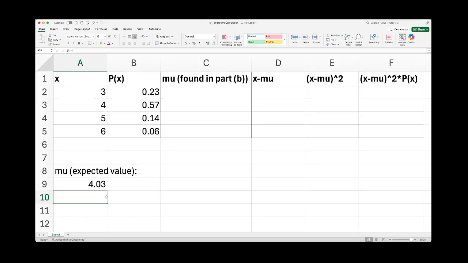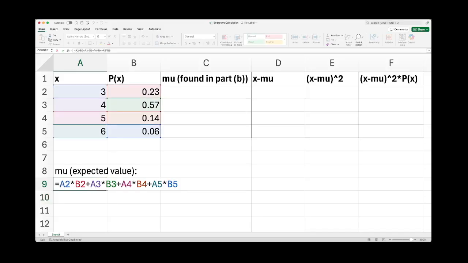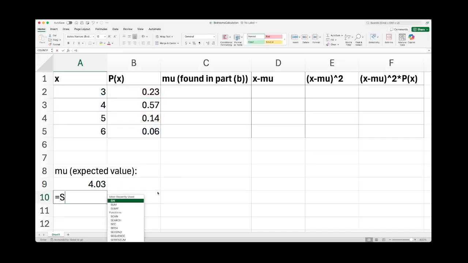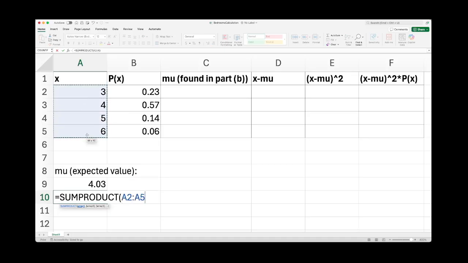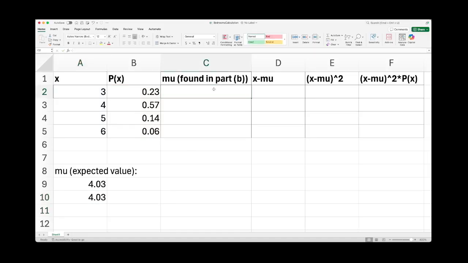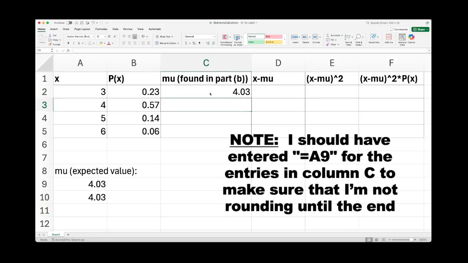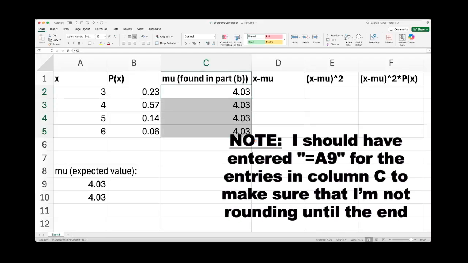And there is a faster way that we can do this, since what we were doing in that formula is we were taking products of all the pairs and then taking the sum of those products. We can use the formula SUMPRODUCT, and we can highlight our x's and then our probabilities, and that will calculate the same thing that we just did. So this will also be 4.03. So our mu, our mean, is 4.03, and that's the same for this whole problem.